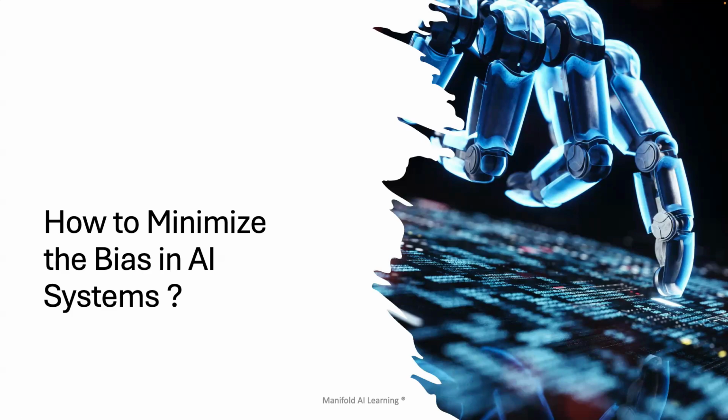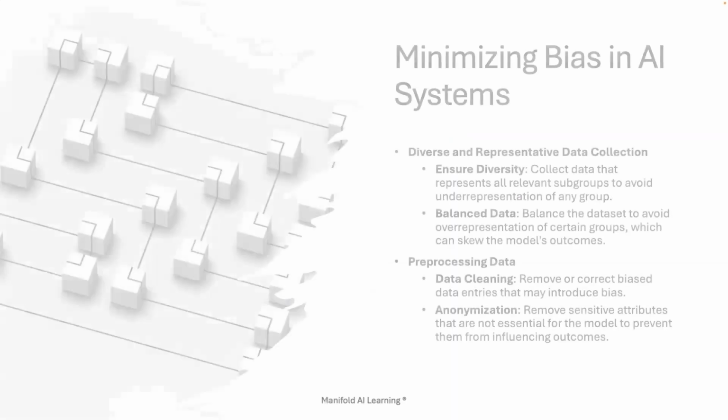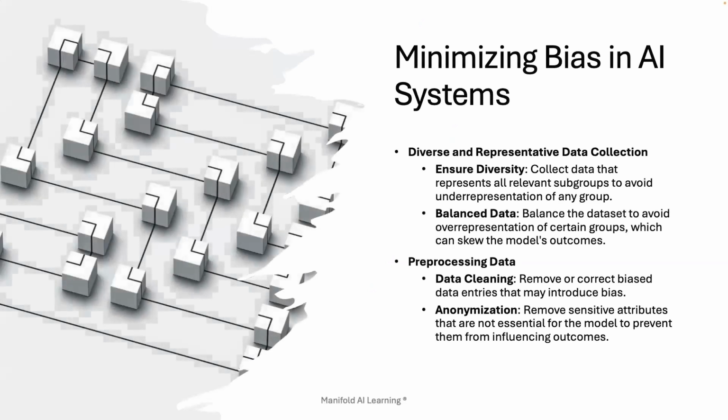Now, we have already learned what bias is and how it impacts the trustworthiness of an AI system, so it's important that we minimize the bias as much as possible. In order to minimize the bias, always have diverse and representative data collection. Ensure that you collect data that represents all the relevant subgroups, so that this can avoid the underrepresentation of any group.